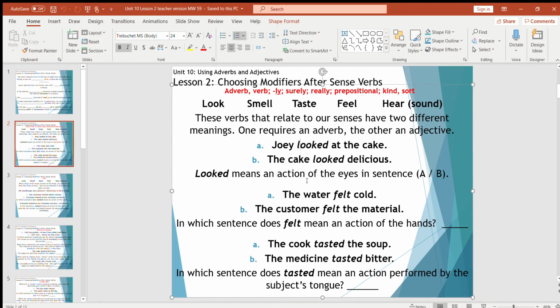The water felt cold versus the customer felt the material. Which sentence does felt mean an action of your physical hands? B, right? Your customer had to feel the material with their physical hands. The cook tasted the soup, the medicine tasted bitter. So which sentence does tasted mean an action performed by the subject's tongue? A, right? The cook literally with his tongue tasted the soup.